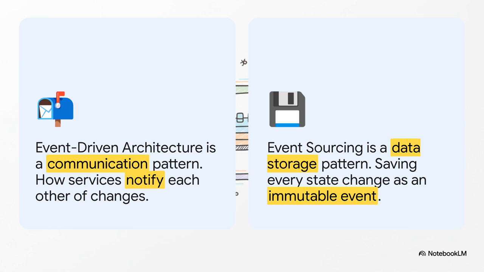Think of it this way. EDA is a communication pattern. It's the postal service, all about how different services send messages to each other. Event sourcing, on the other hand, is a data storage pattern. It's like keeping a perfect, unchangeable diary of every single thing that has ever happened. They work great together, but they solve different problems.